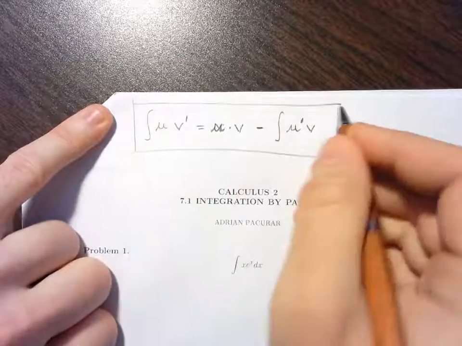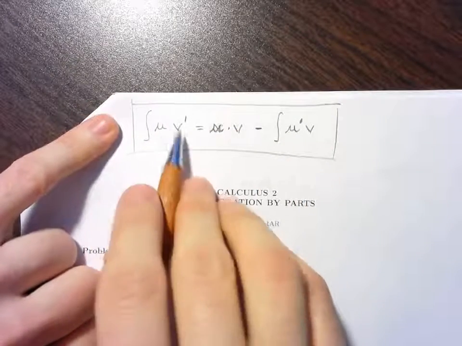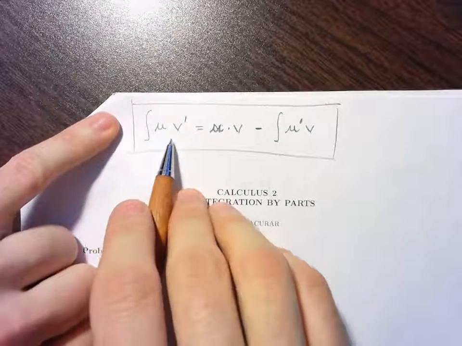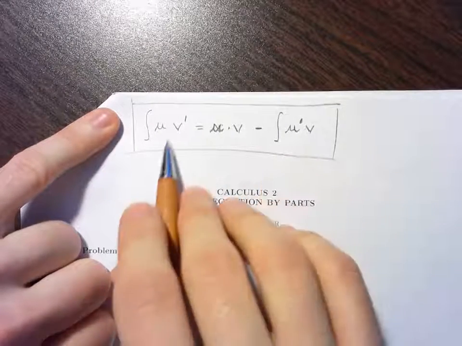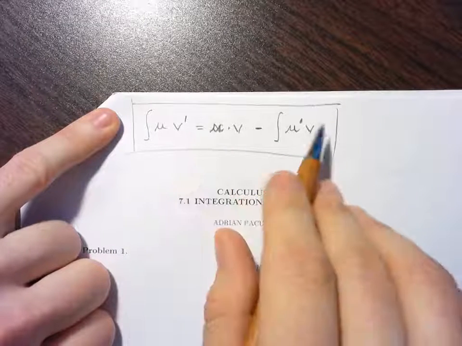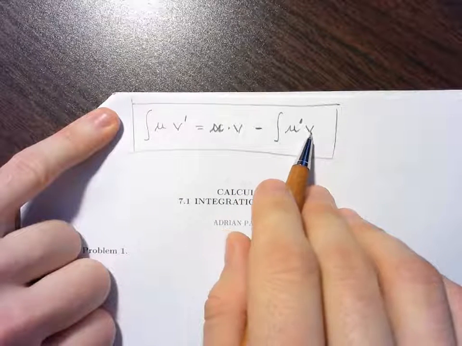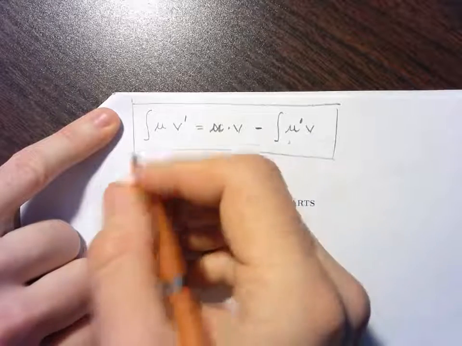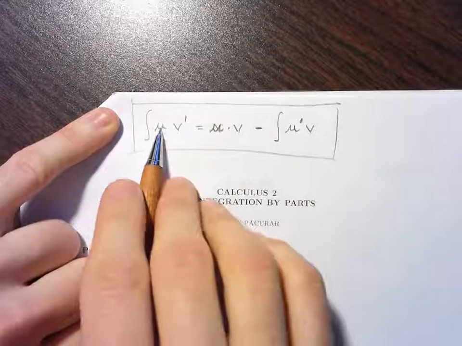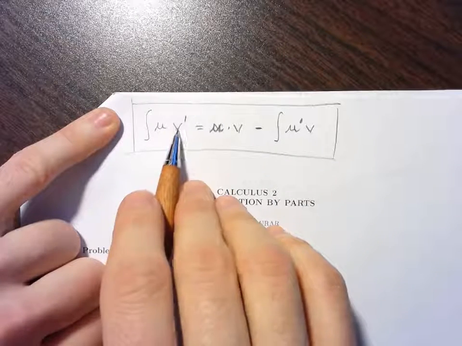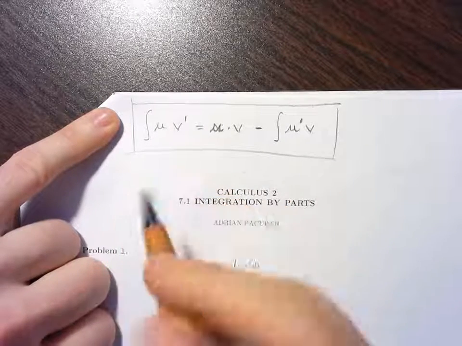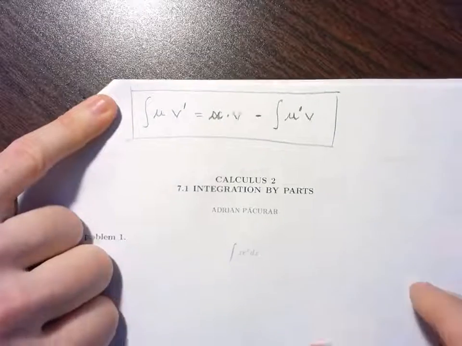So what does that tell us? That tells us that we start with some integral that we are trying to solve, and we end up with a different integral where the derivative of u shows up and the antiderivative of v shows up. So that means that we have to choose the u such that this derivative becomes simpler, and the v prime, we choose it in such a way that we know the antiderivative.